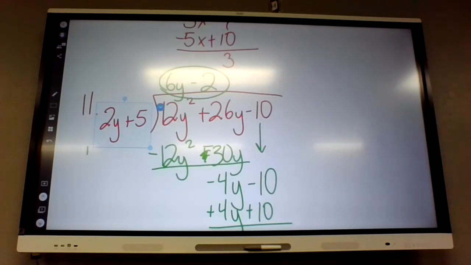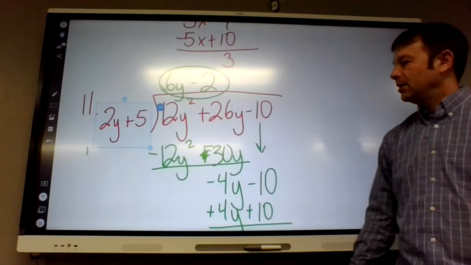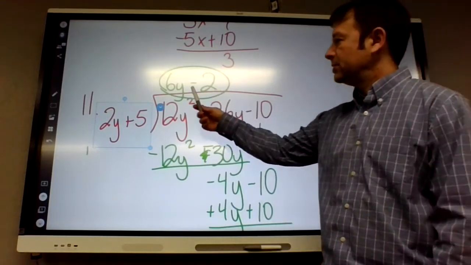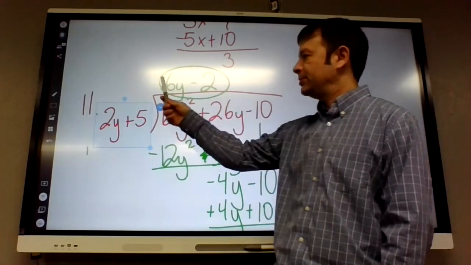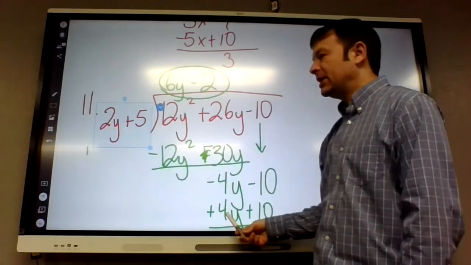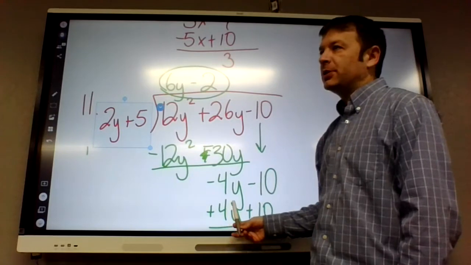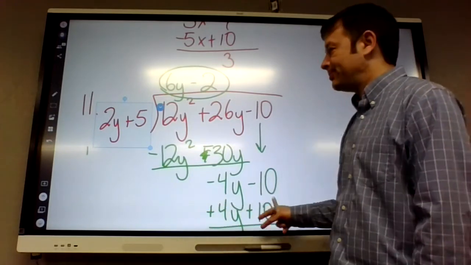So you did plus 26y minus 30y, so you got the negative 4y. Then how did you get the positive 4y? Well, negative 2 times 2y is negative 4y. But then you subtract the bottom line, which makes it plus 4y.